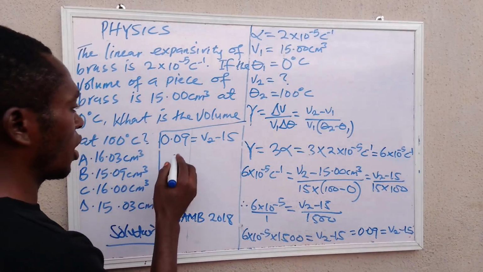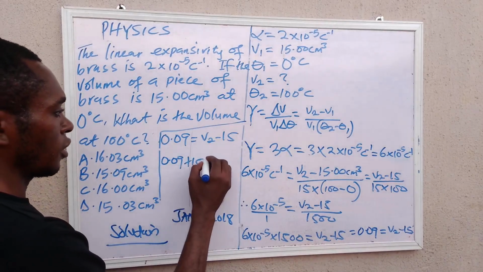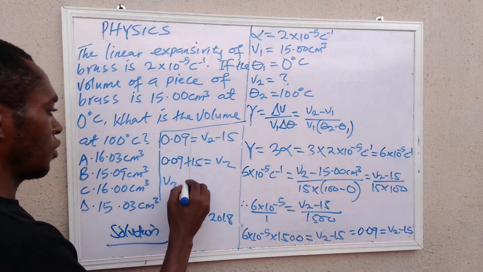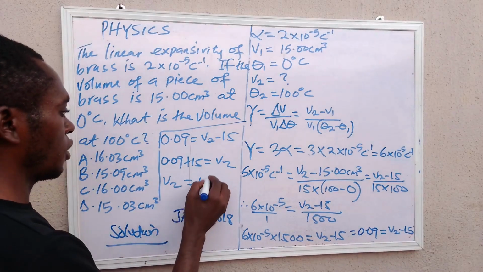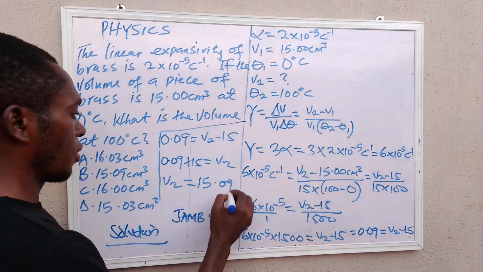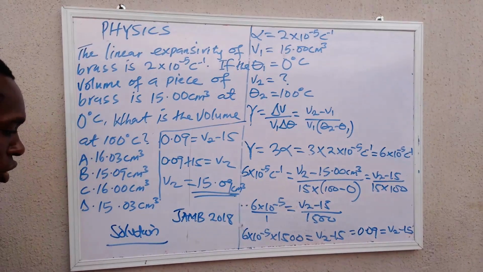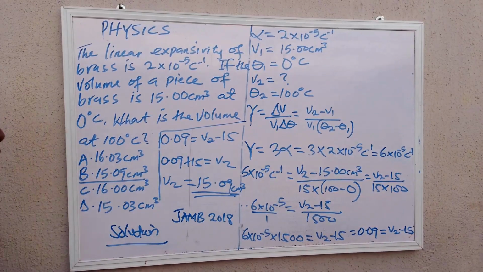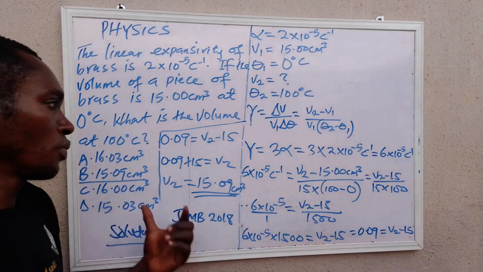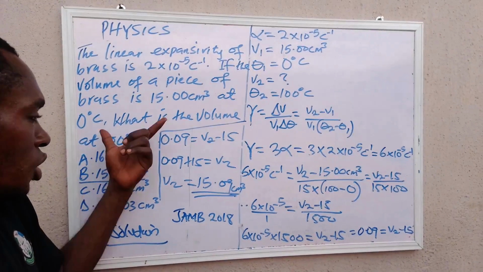So the next thing to do is to collect like terms. We have 0.09 plus 15 equals V2. That will give us 15.09 centimeters cube. So this is our answer. The option that is correct is option B, 15.09 centimeters cube. So that is the correct answer to this question.